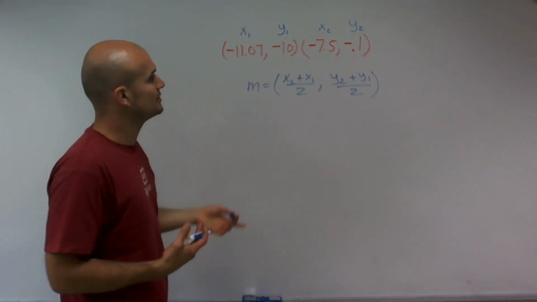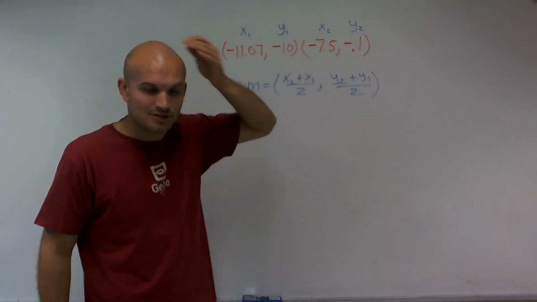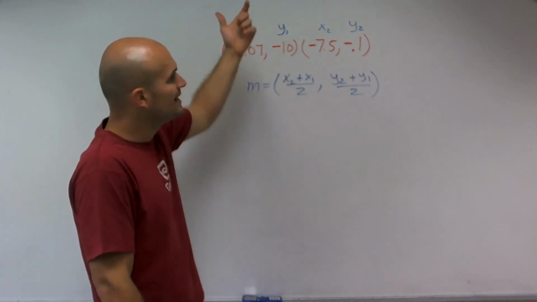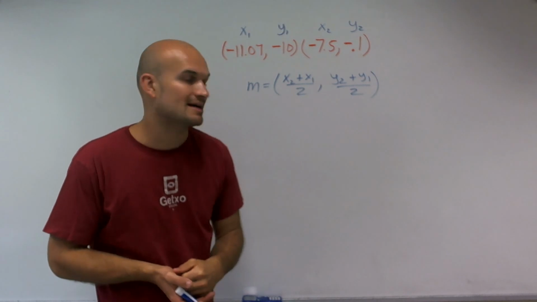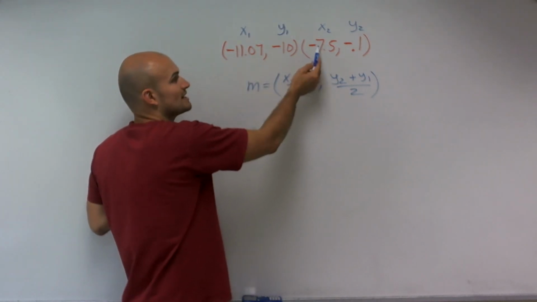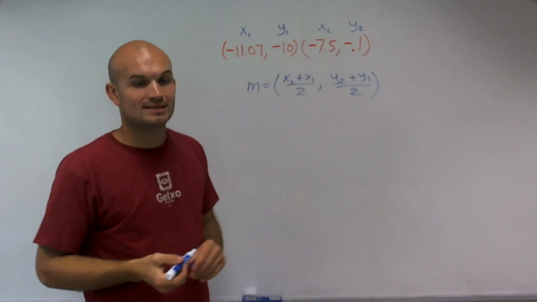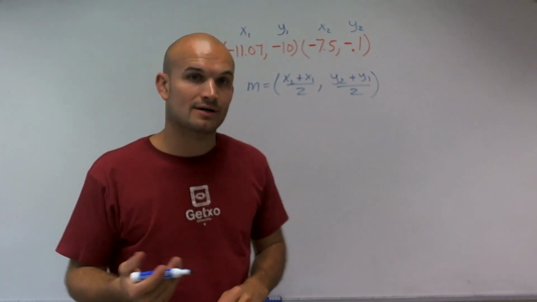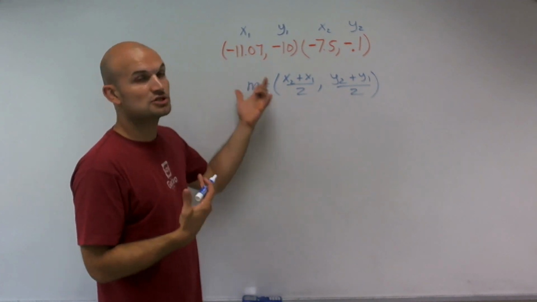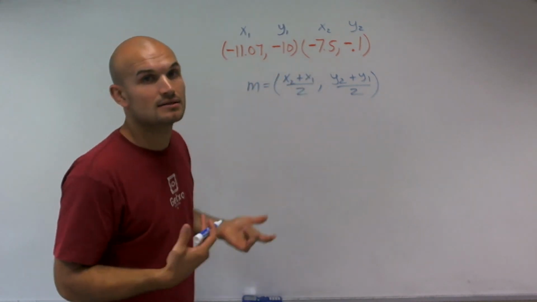Now I labeled x1 and x2 just because we need to label one to be x1 and one to be x2. It doesn't matter which one you label as x1 or x2. You just need to understand that your first coordinate is always your x value, and your second coordinate is always your y coordinate. So now I'm just going to plug in the x and y coordinates.